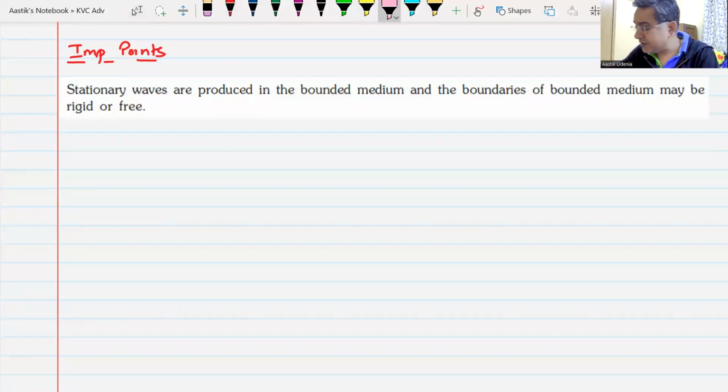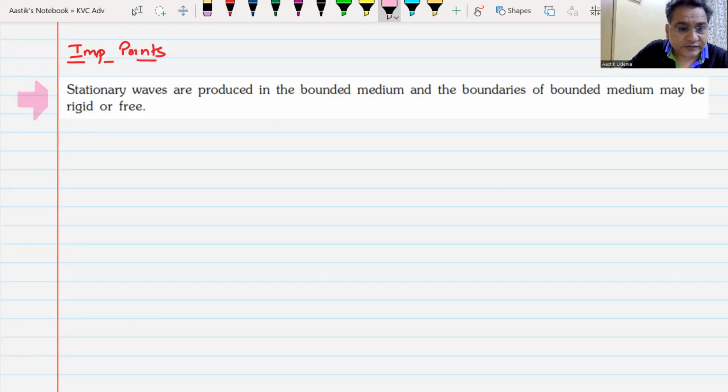Now, this bounded medium, first just listen to me, then I'll give the time to write. If you are able to understand it, you can write while I am explaining it as well. Stationary waves are produced in a bounded medium. The medium has to be bounded. It could be free, it could be rigid, but it has to be a bounded medium. It cannot be created in an open medium. The medium has to be bounded. Do we understand this? Yes. More important than writing is understanding what we are writing.